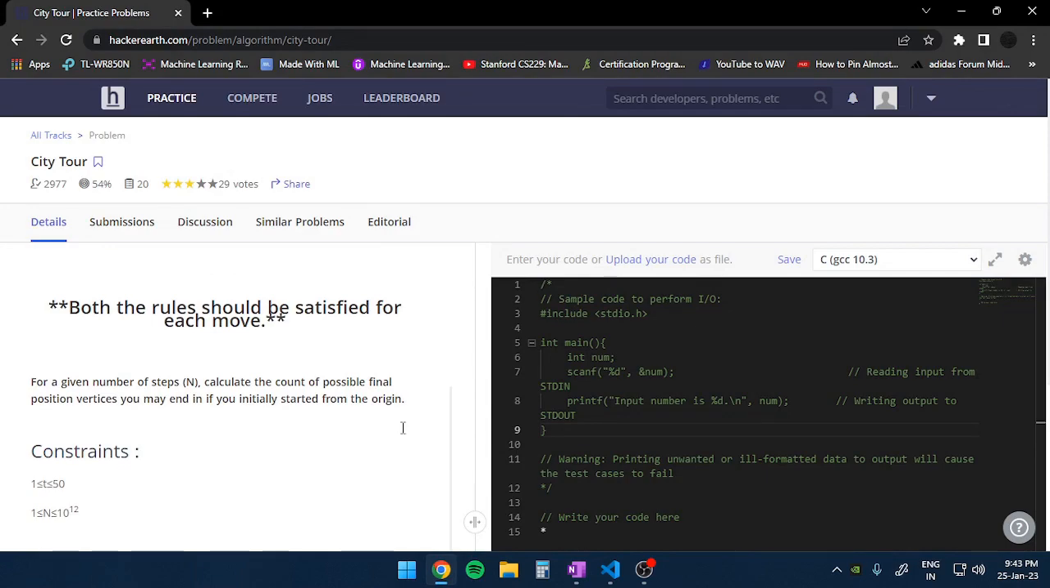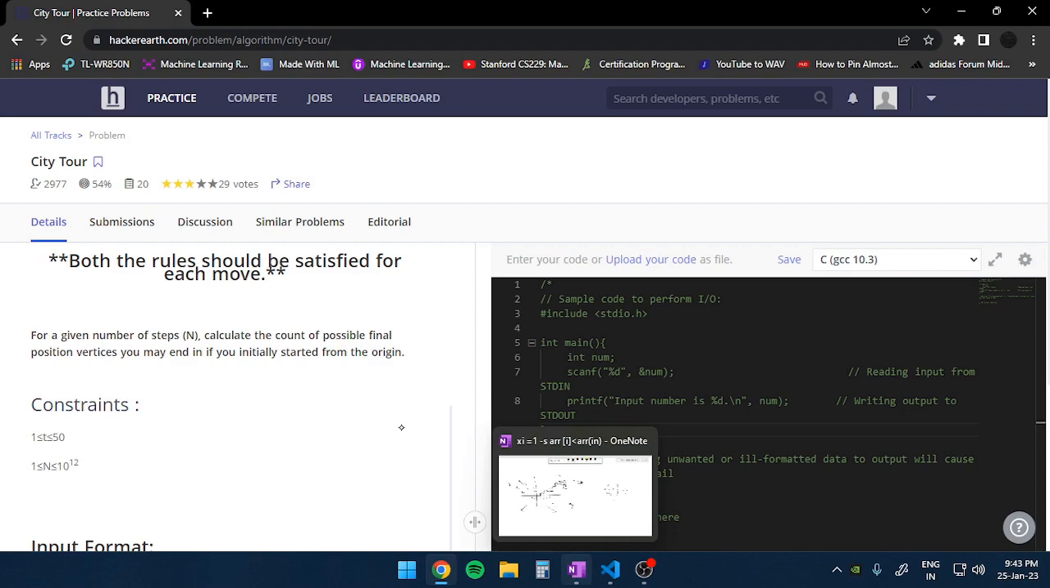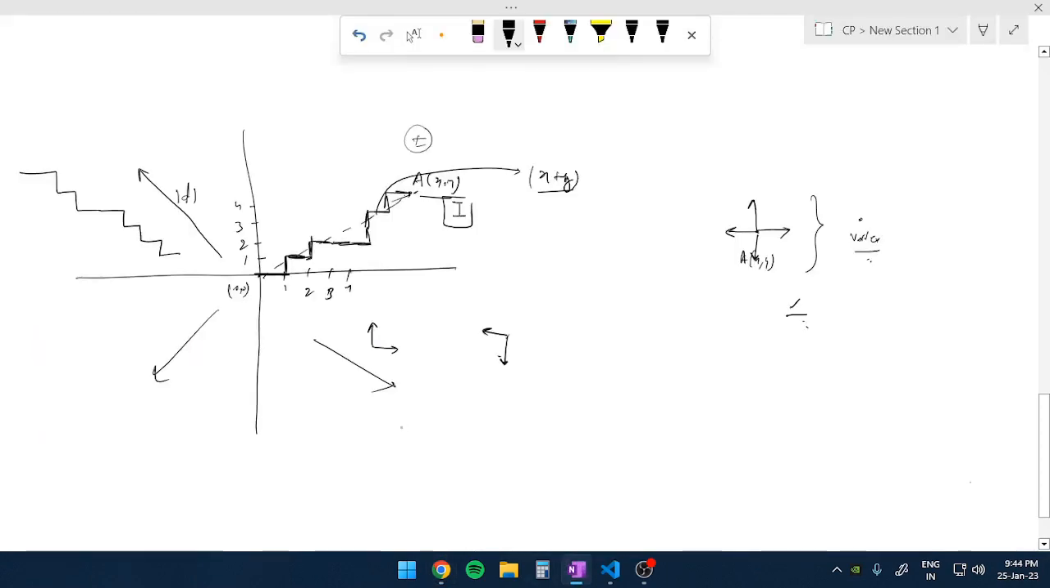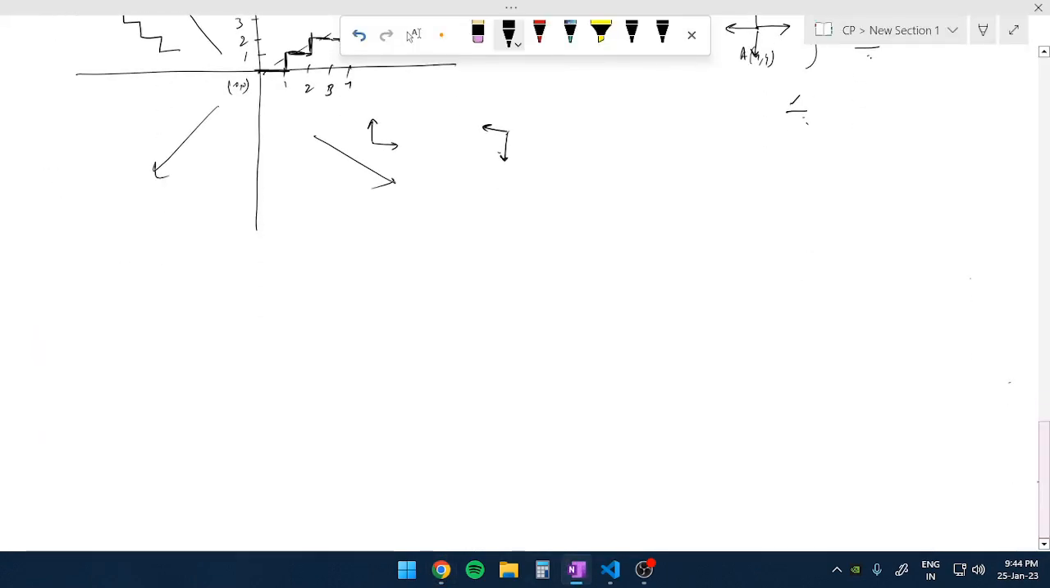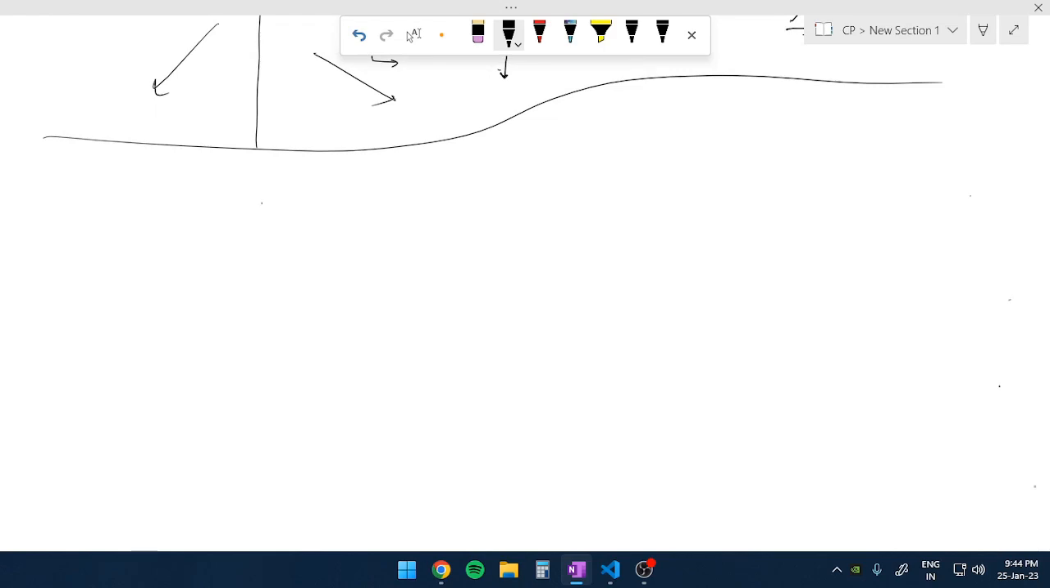Okay, now what we have to find for a given number of steps n. Okay, now we have to take n steps first. Calculate the count of possible final positions, vertices, you may end up in if you initially started from the origin. Okay, let's go dialogue by dialogue. What is it saying? First we have to take n steps, right? Yeah.